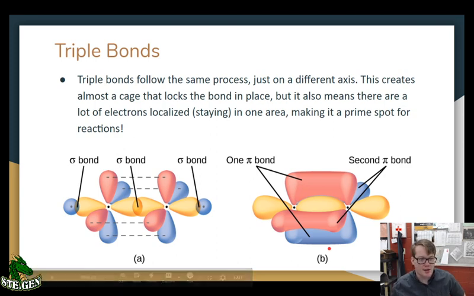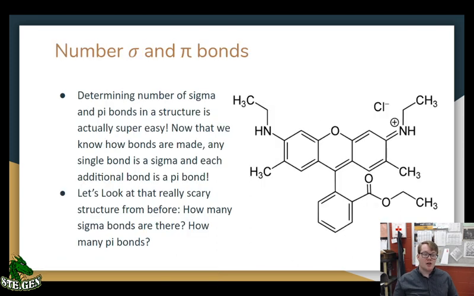So determining the number of sigma and pi bonds in a structure is now super easy because you know how the bonds are made. Every bond between two atoms with only one connection, one overlapping, is a sigma bond. I guess it's a little confusing. The first bond made in every kind of bond that is formed covalently is a sigma bond.